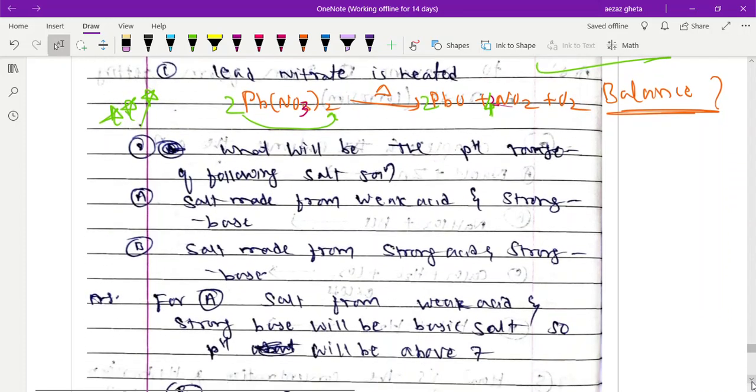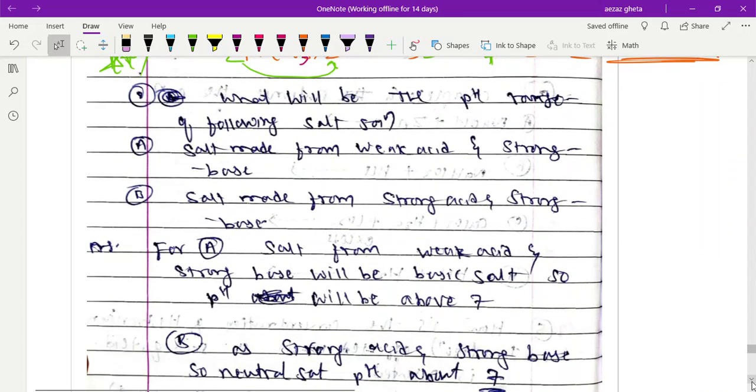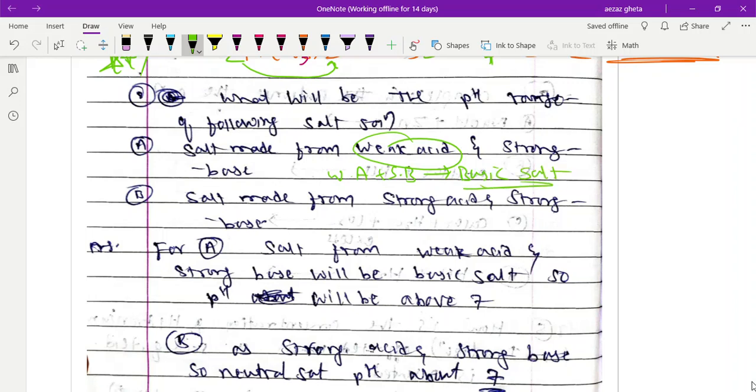What will be the pH range of the salt? So the salt is made from a weak acid and a strong base. See, if you have a weak acid and a strong base, obviously it should be a basic salt. So basic means above 7, the pH range should be above 7. A salt made from a strong acid and a strong base only, then it should be a neutral salt. Neutral pH will be approximately 7.